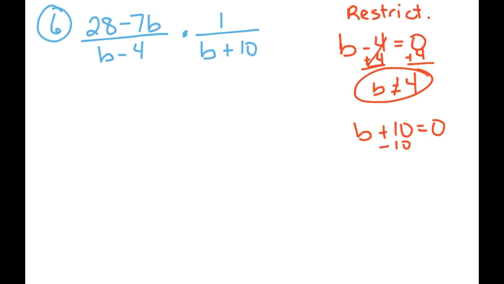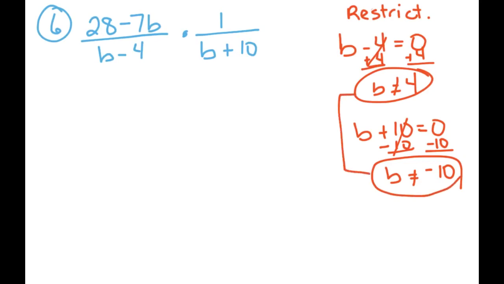And then I need to do b plus 10 equal to 0 and solve for b. So I'm going to subtract 10 to get the b by itself. b equals negative 10. Here is my second restriction. So here I do have two different restrictions. Now I am going to go through my process.